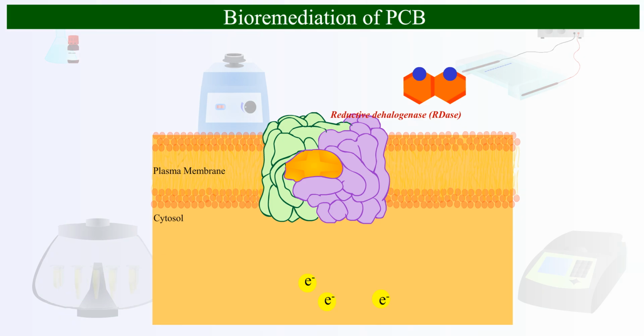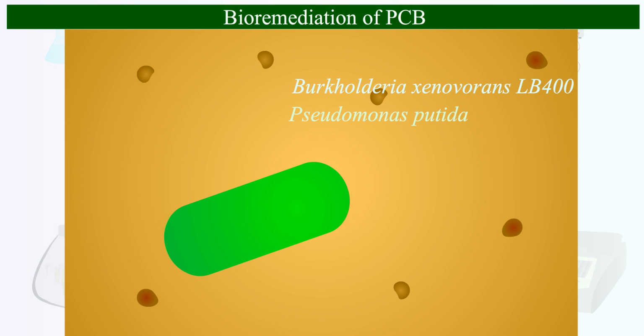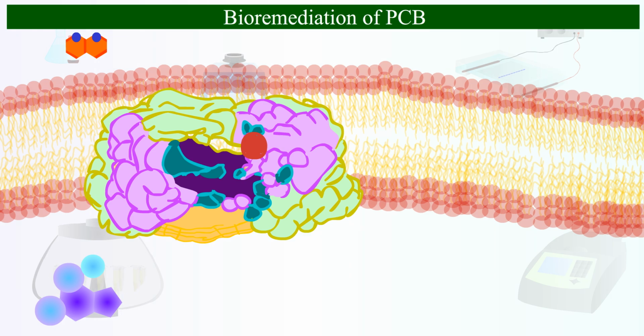This PCB congener passively diffuses out of the membrane due to reduced hydrophobicity and concentration gradients, re-entering the environment where further degradation can occur. This PCB now acts as a carbon source for organisms like Burkholderia xenovorans LB400 and Pseudomonas putida. It diffuses into their membrane and reaches the cytoplasmic side or enzyme-accessible region.